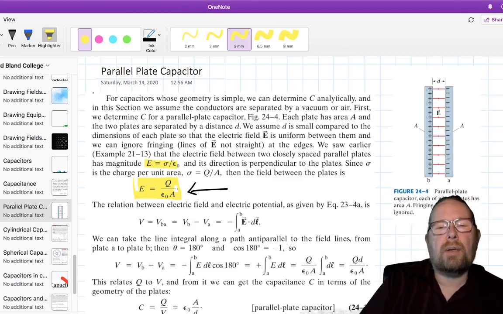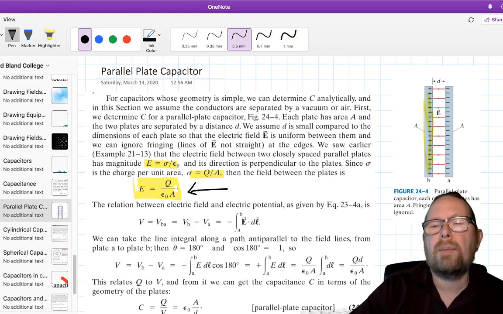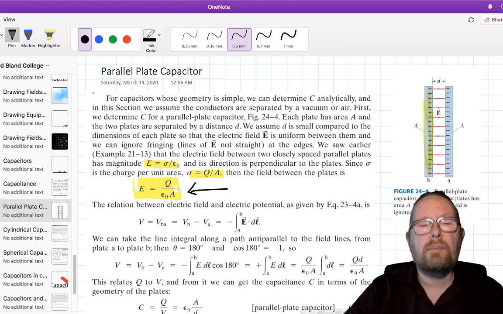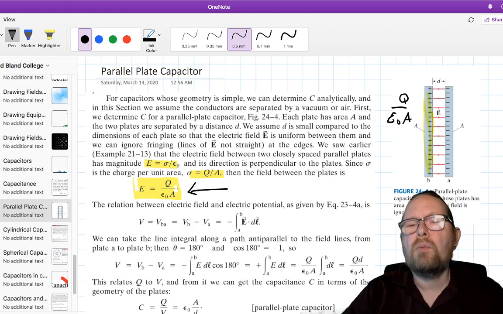If we're talking about a capacitor with a surface area that's got a constant charge per unit area on it, that sigma we can just write as Q over A. So the expression for the electric field is Q over epsilon naught times the area. The electric field in that gap between the plates of a parallel plate capacitor will be equal to just this, Q over epsilon naught times the area of the plates, and it will be constant.